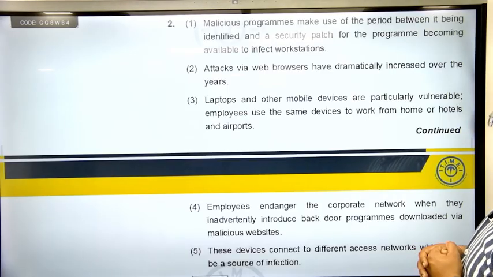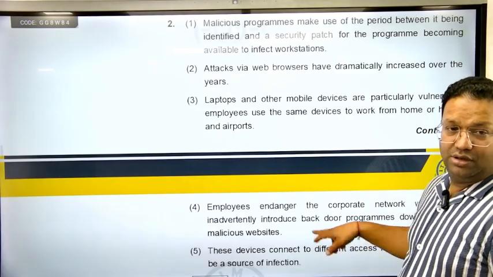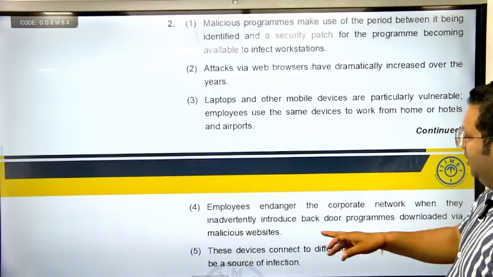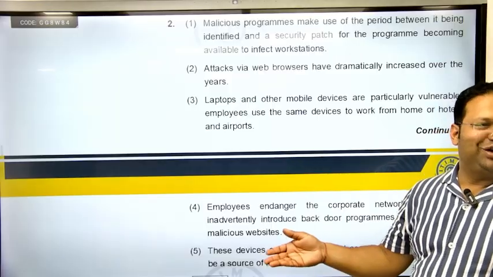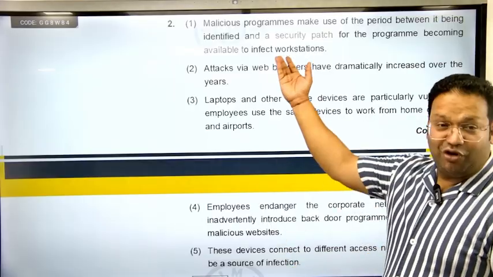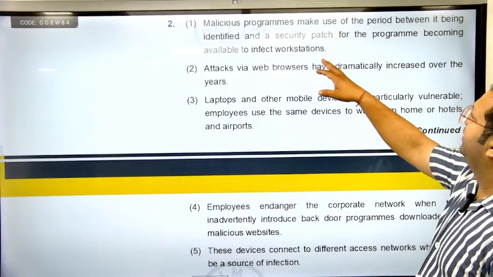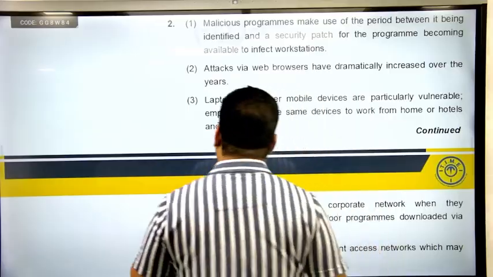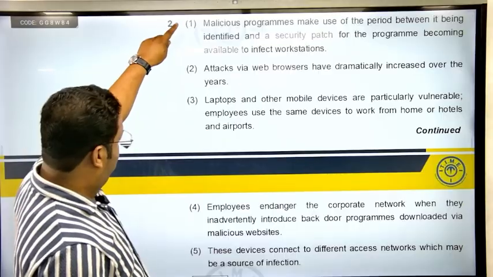Laptops and other mobiles are particularly vulnerable. No, but attack. So these are in correlation. So malicious website is okay. Then one will come after four, because over here it is a full stop. 4, 1. Had this been a comma and then again we were talking about malicious website, it would have been a different one. But over here it is a full stop, then again we are talking about noun and then again noun. So malicious programs make use of the period between being identified and the security patch for the program becoming available to infect workstations. And from here we have chosen 2, 4, 1, 3, 5.